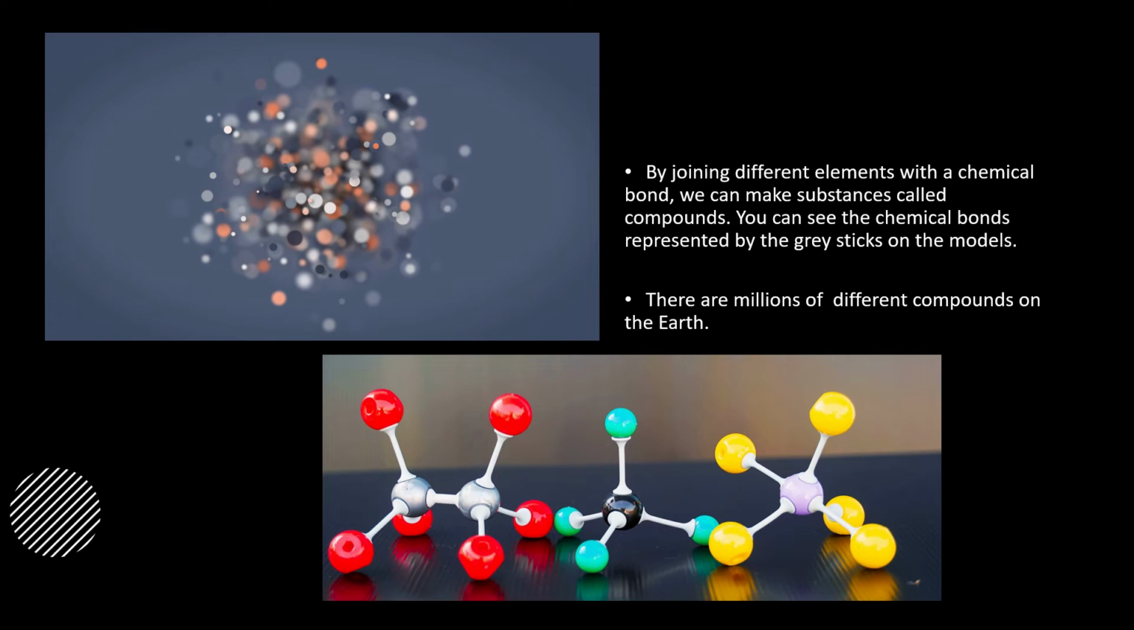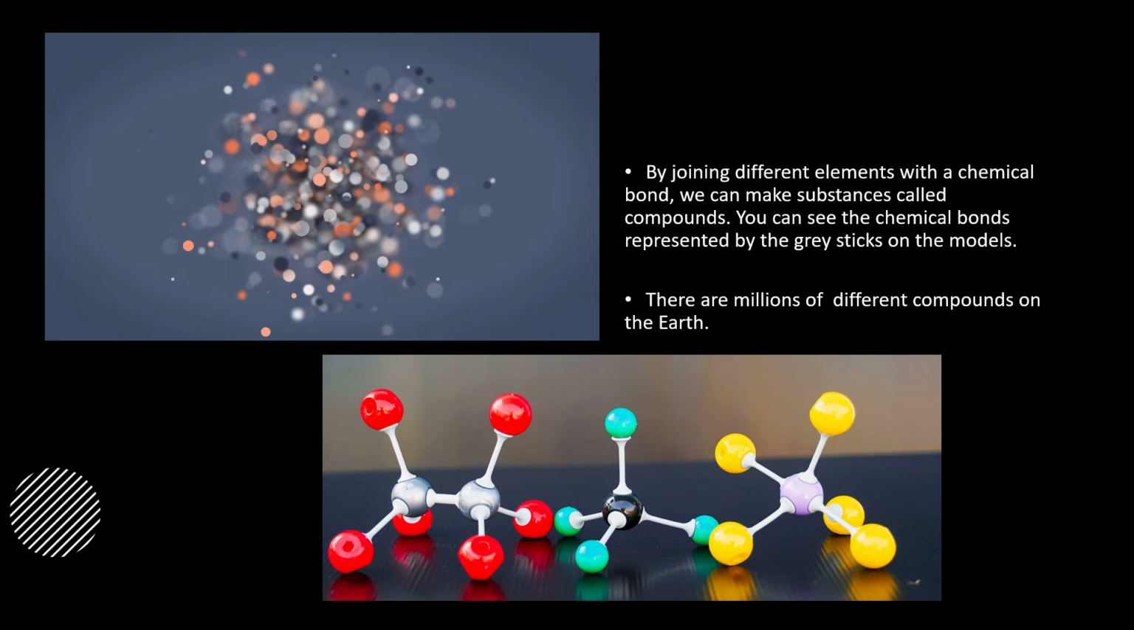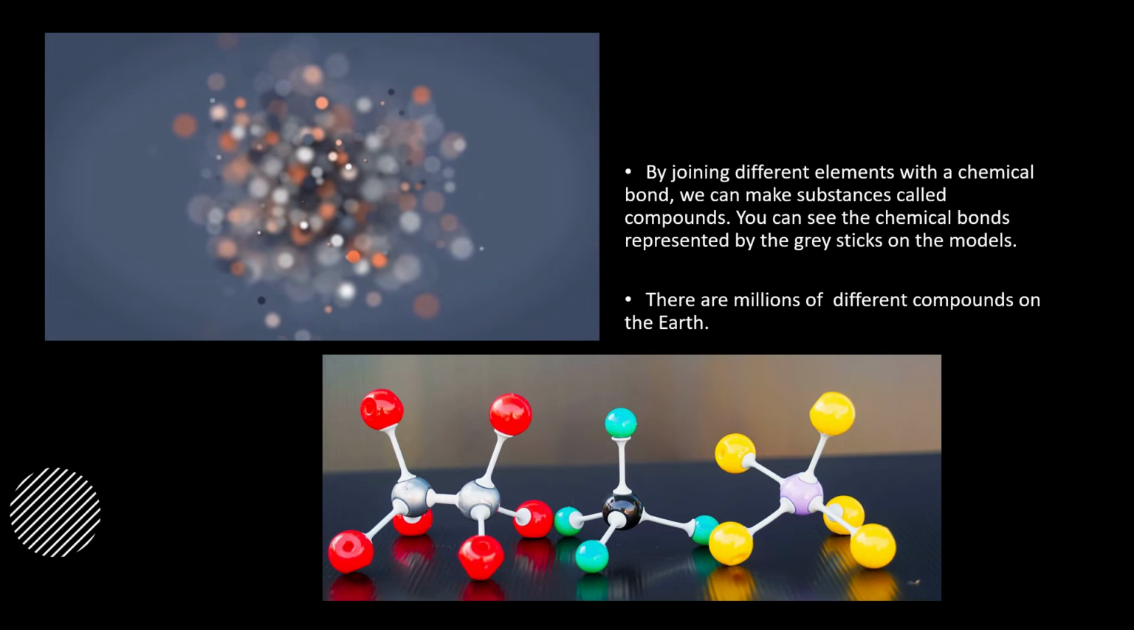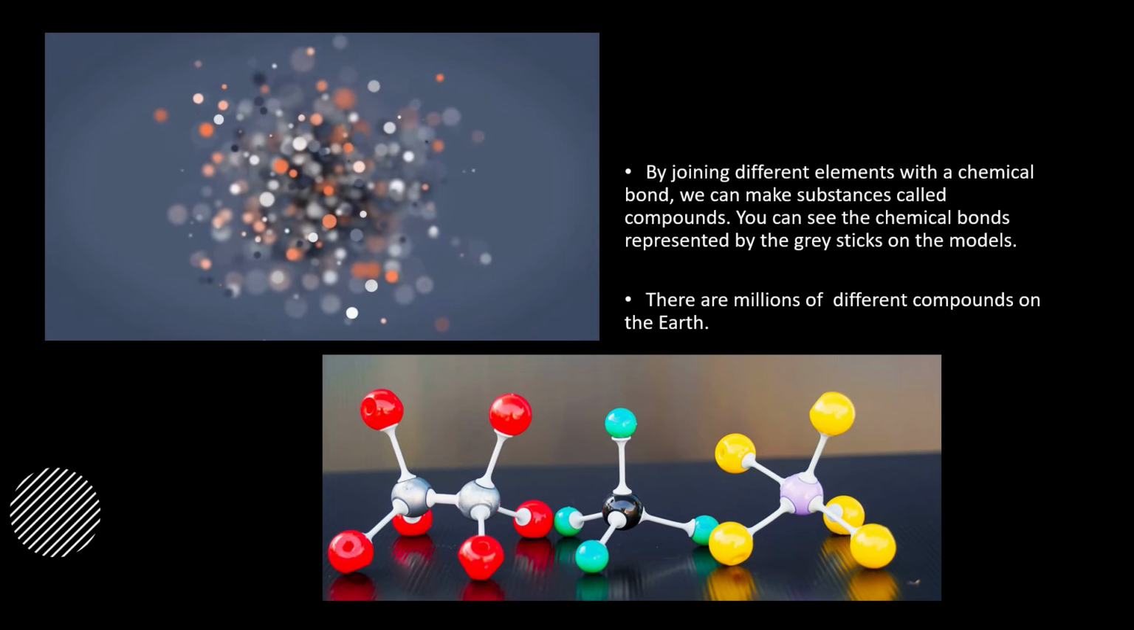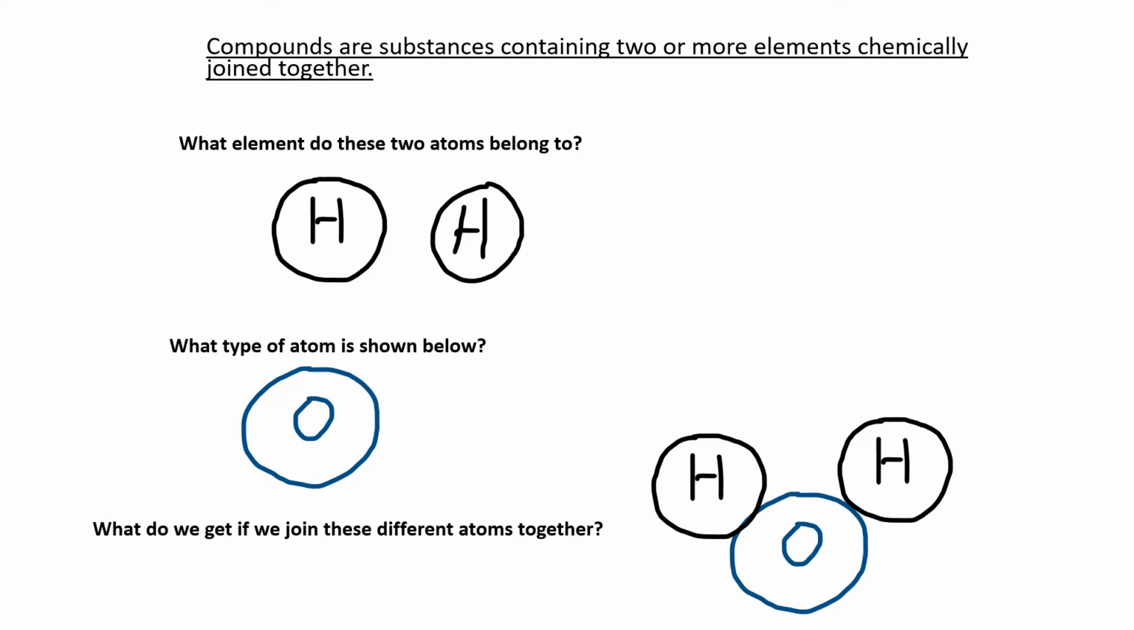By joining different elements with a chemical bond, we can make substances called compounds. You can see the chemical bonds represented by the grey sticks on the models below. These models represent compounds of different elements. Compounds are substances containing two or more elements chemically joined together.